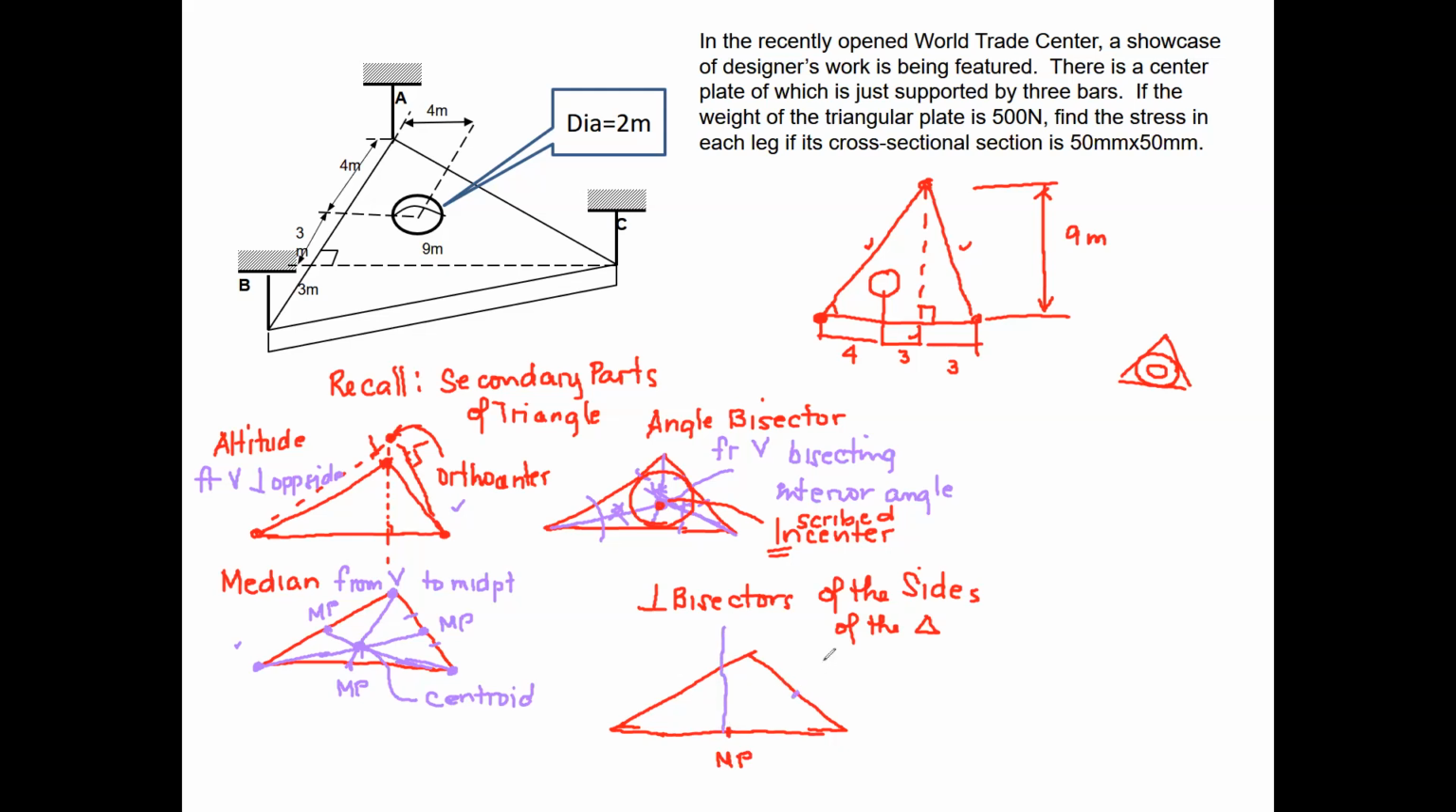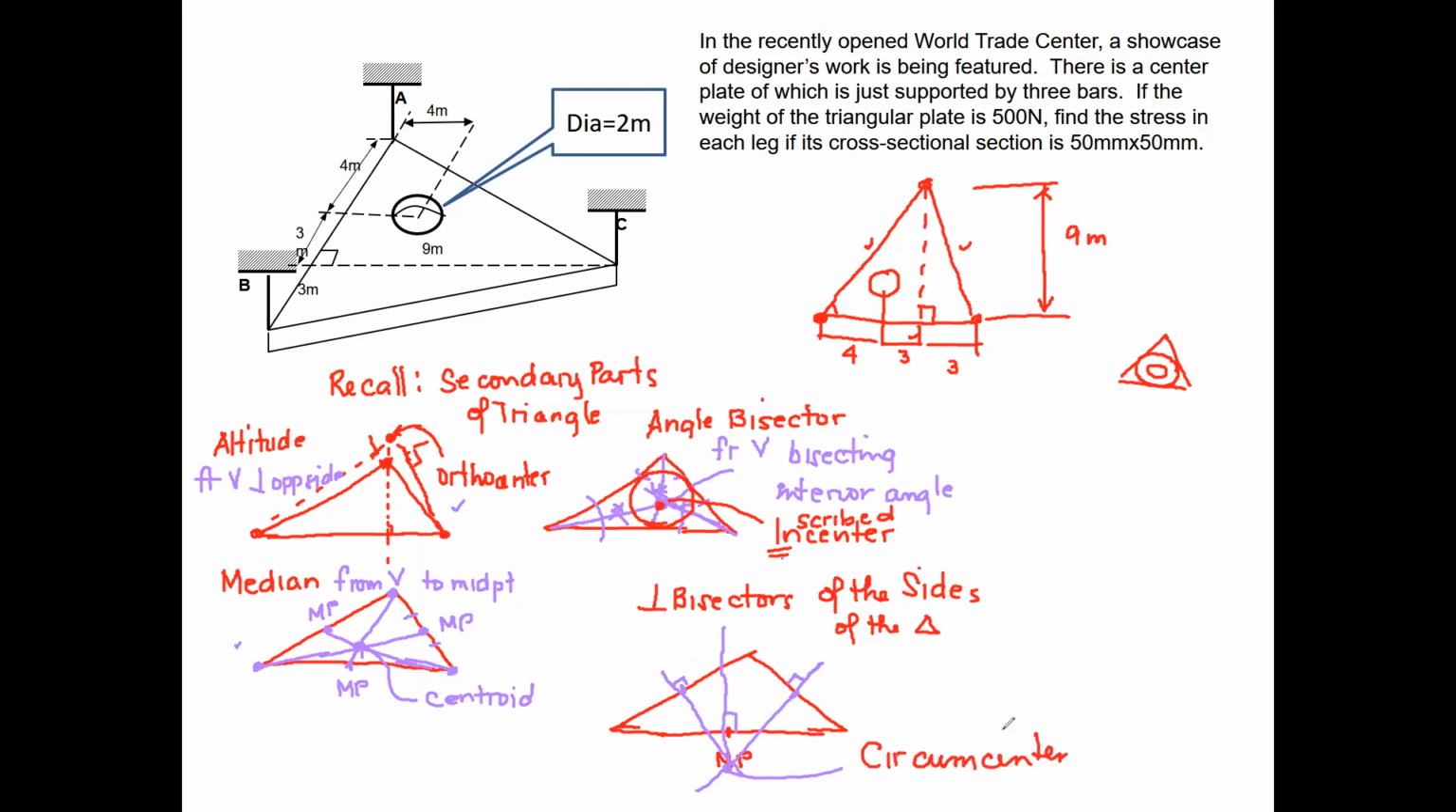Hanapin ang midpoint, draw a line perpendicular to it. Kaya nga, perpendicular na, bisector pa ng sides ng triangle. Now, all of this will intersect at a common point. Kung yung isa, incenter, ang tawag naman dito is circumcenter.